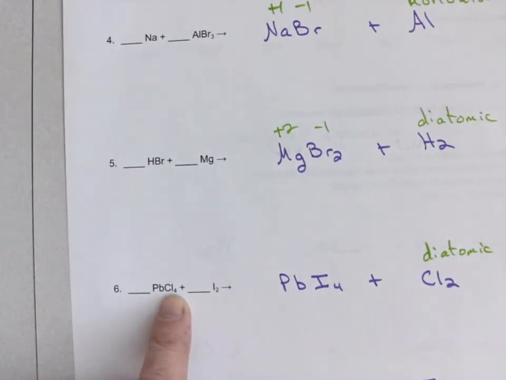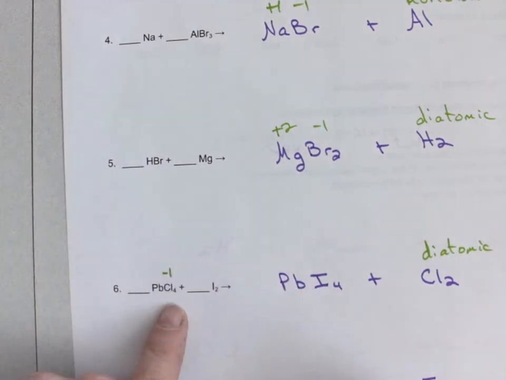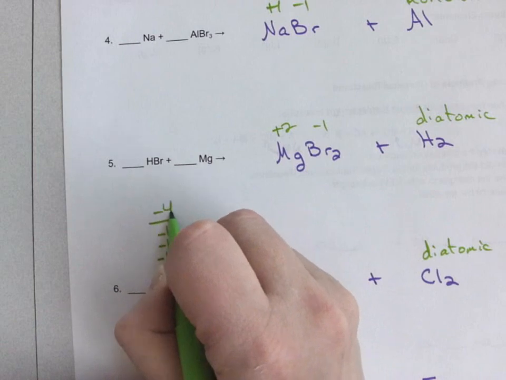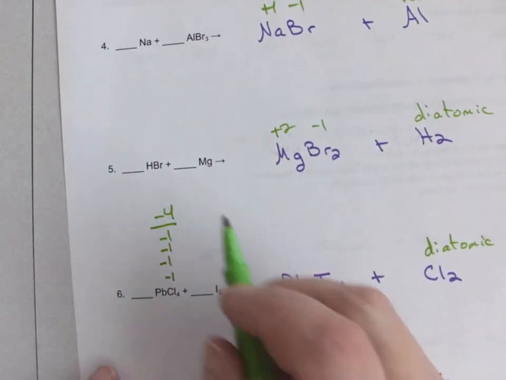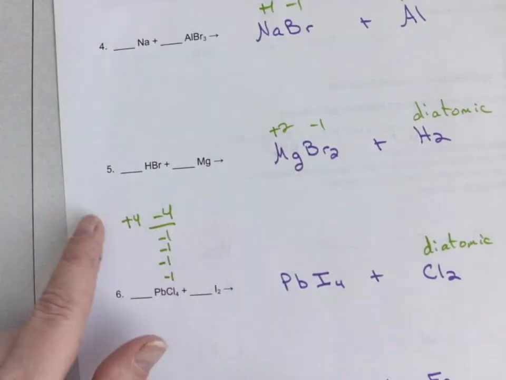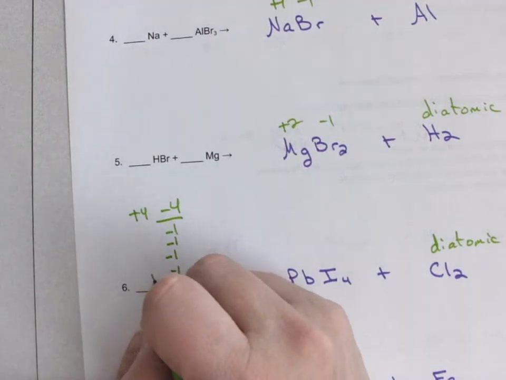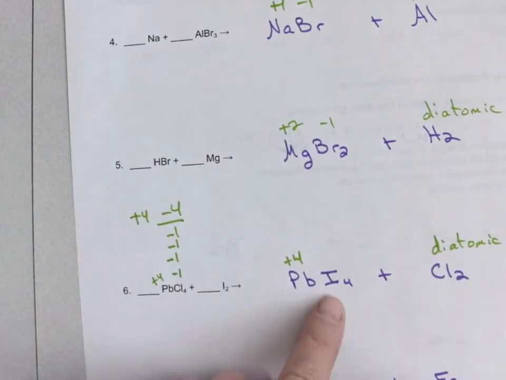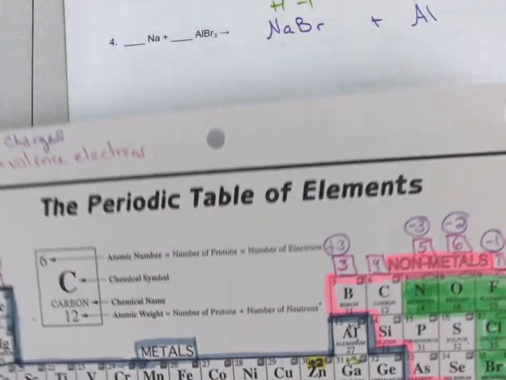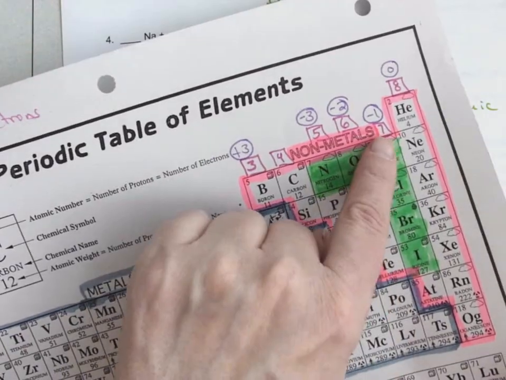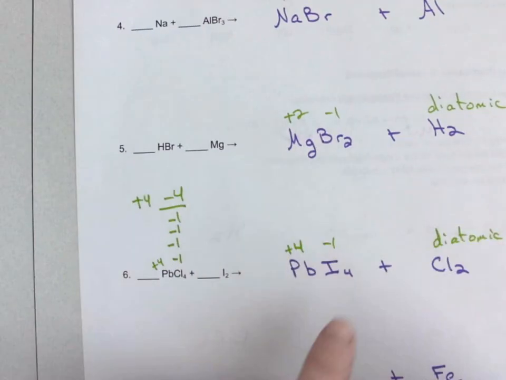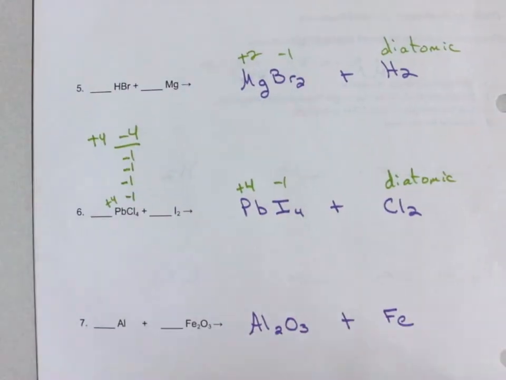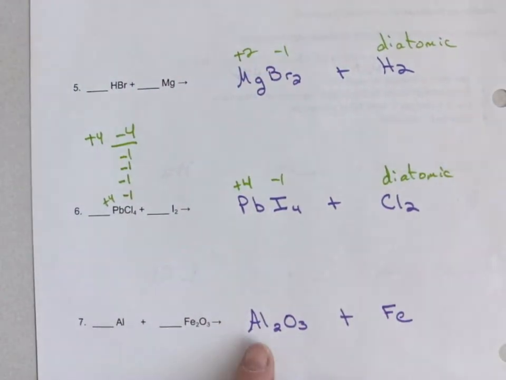So lead is with chlorine. Chlorine is -1. There are 4 of them, so that total is -4. The total for the positive side has to be +4 because they have to equal 0. There's only 1 lead, so it takes the entire positive charge, and so lead is +4. When it's together with iodine, iodine is also -1, so we need 4 iodines. Any questions about that one? Most people had questions about that yesterday, so I wanted to go over that.